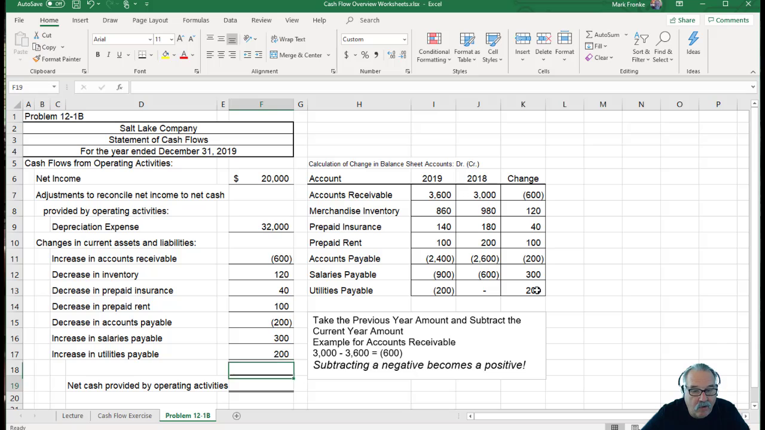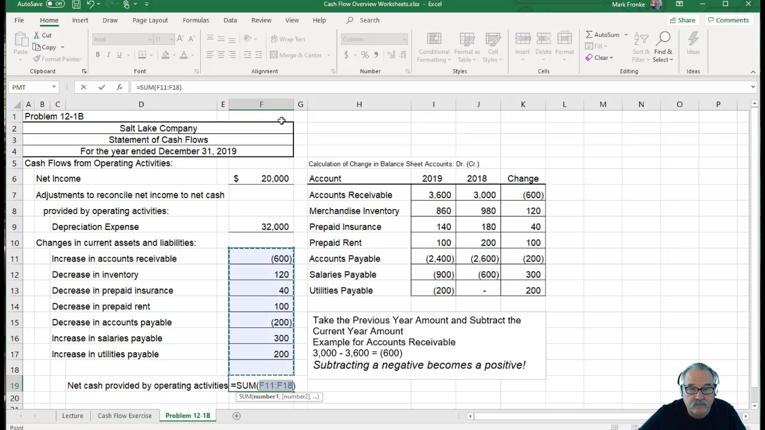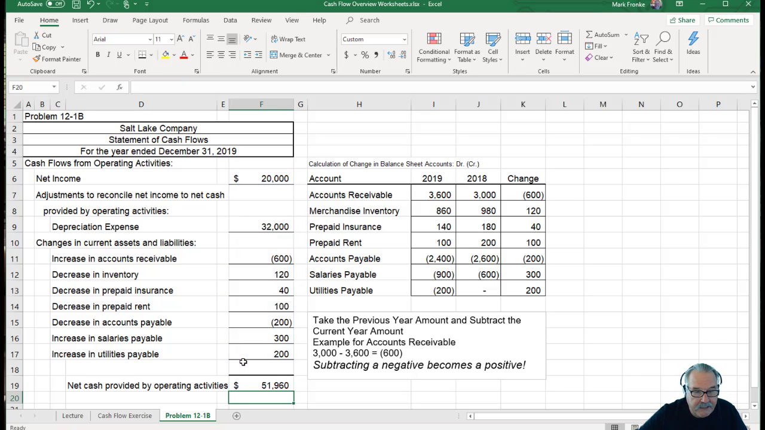So now when I total everything up, I get net cash provided by operating activities of $51,960. You might try doing this one over again and then do problem 12.1a after it, again, just to kind of get a feel for how this works mechanically. And then I'll be back with a different video doing a full-blown cash flow statement.